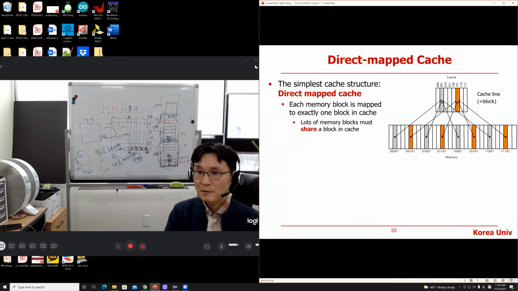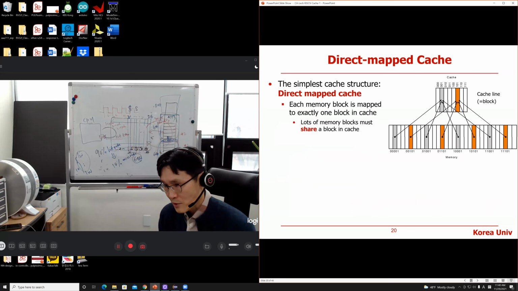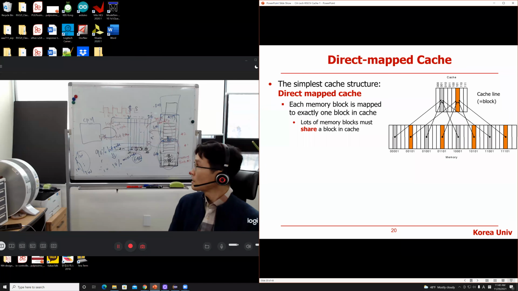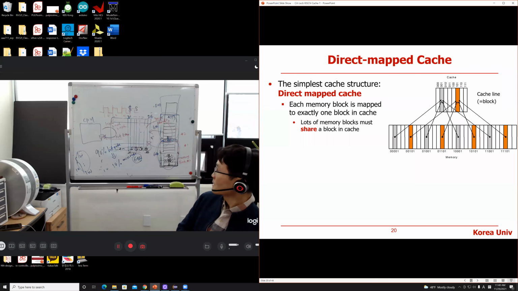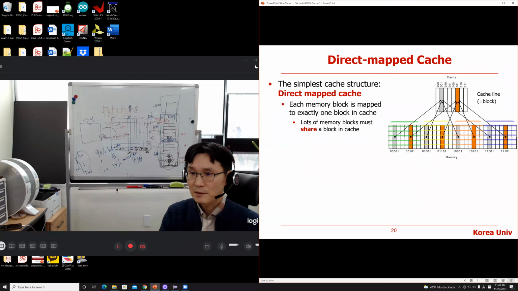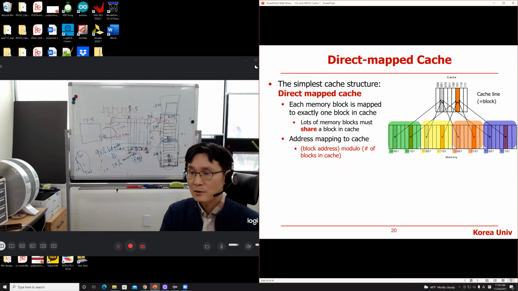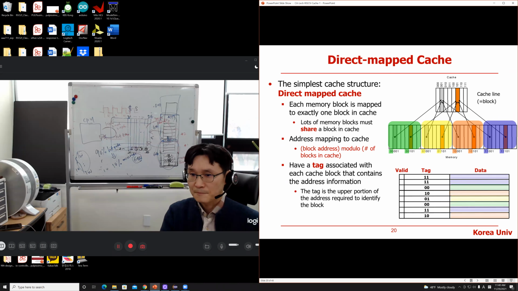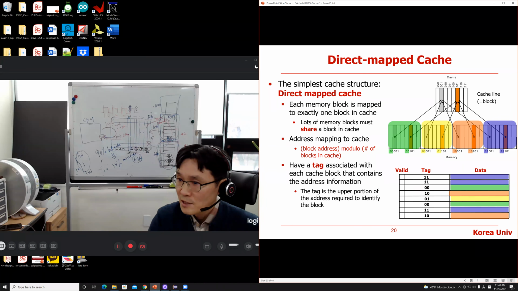Some terminology. Okay, direct map cache. I already explained to you, not in detail, but a little bit. But let's talk about the simplest cache structure, which is the direct map cache. This one, Jisang, can you please?